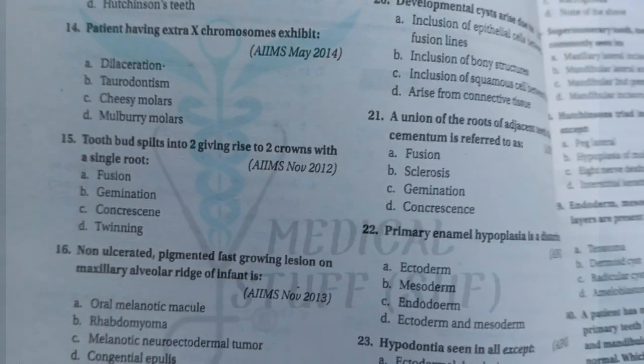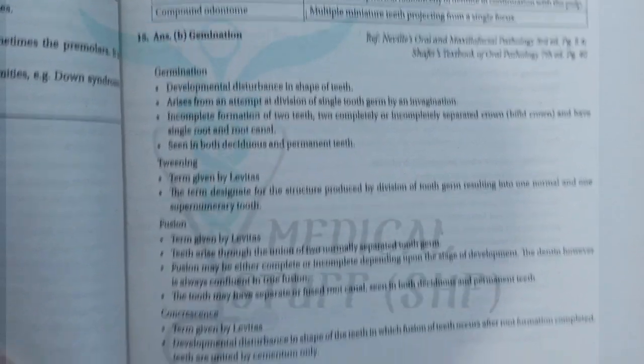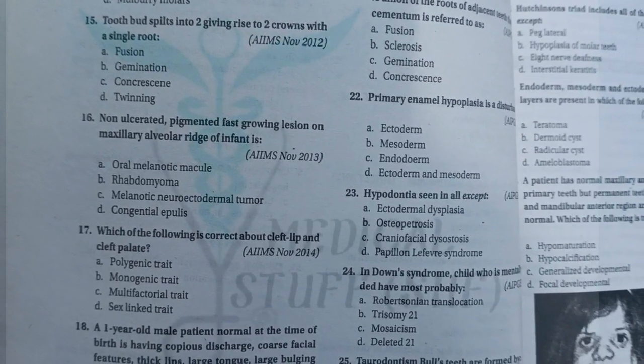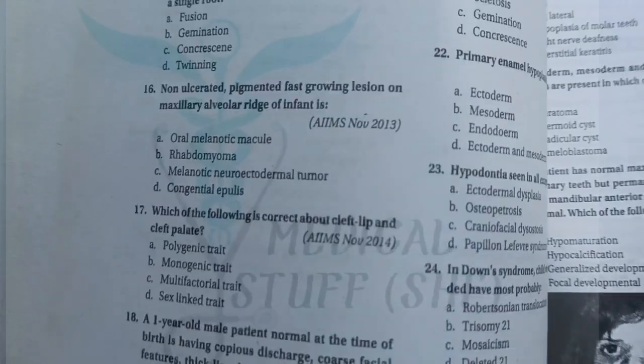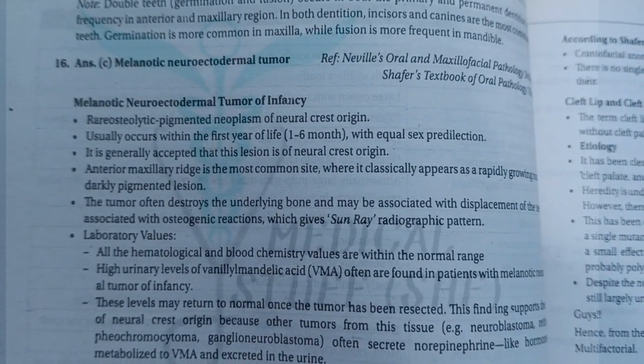Then the next question is: tooth bud splits into two, giving rise to two crowns with a single root, is called. The answer is gemination. And the next question is: non-ulcerated pigmented fast growing lesion on the maxillary alveolar ridge of the infant is. The answer is melanotic neuroectodermal tumor.